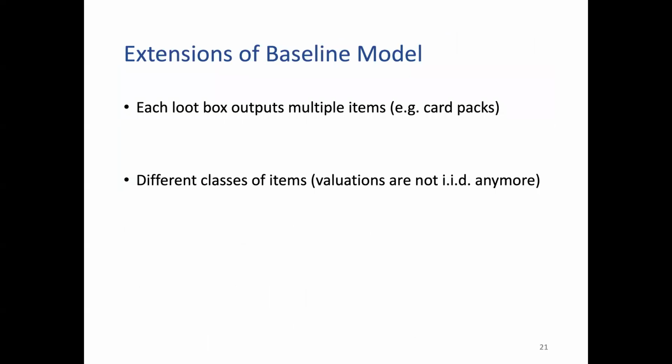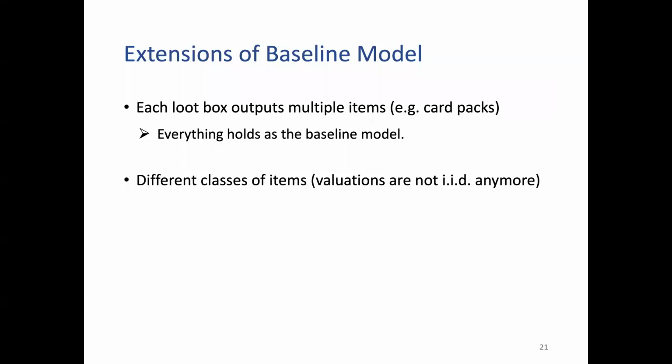So this is our baseline models. And in the paper, we consider several extensions. For example, in some cases, each loot box may output multiple items, like Pokemon card packs. And we show that everything holds just like the baseline model.